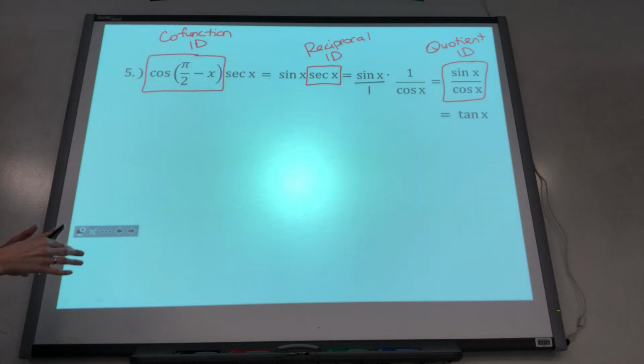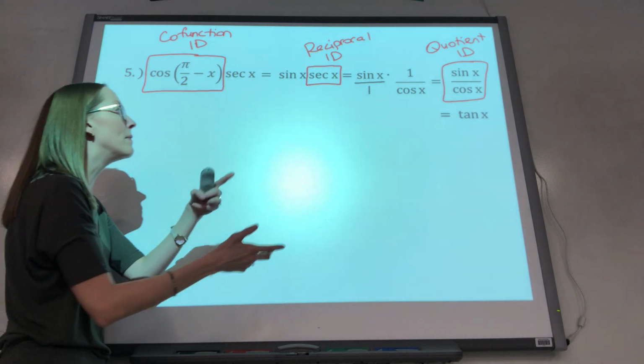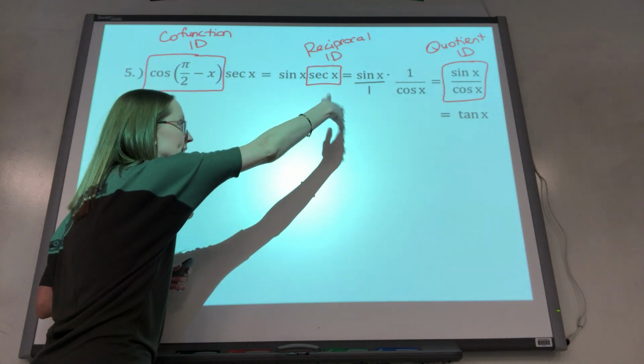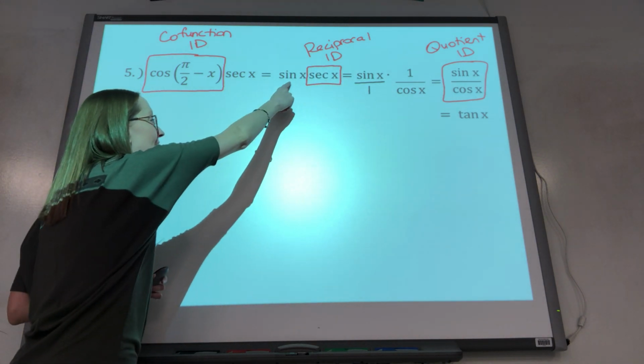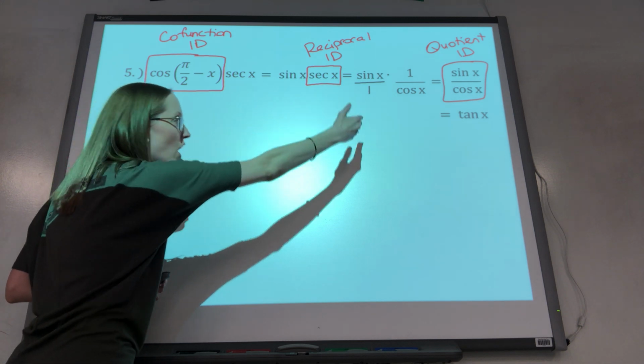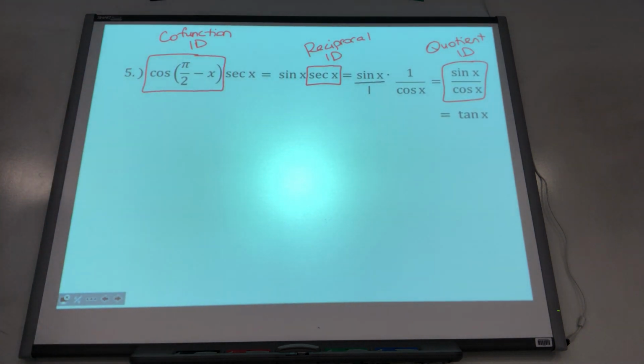So again, I'm always on the lookout for what is to come. And the quotient identities pop up a lot. Anytime you've got a sine or a cosine or a tangent or a cotangent, you may end up going that route. Okie doke. I'm going to do 3 more here with you.